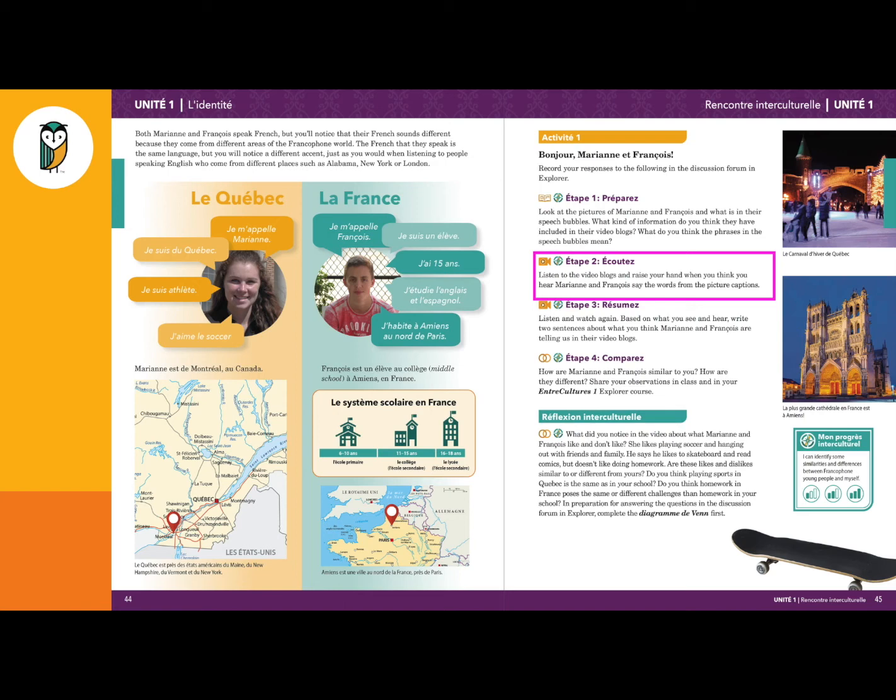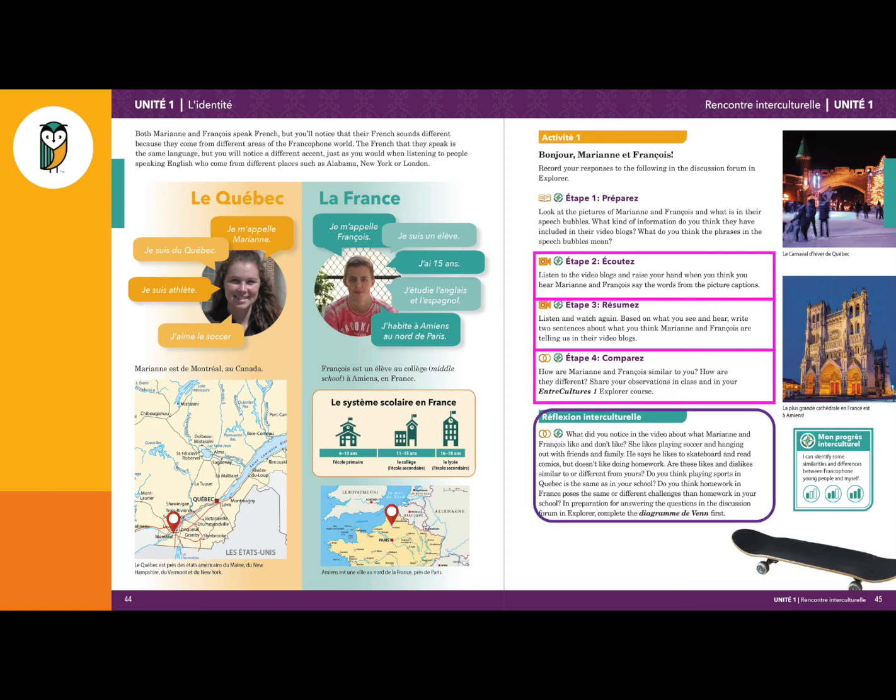Next, in étape 2 of the same activity, students view and listen to the blogger's videos. And when they think they hear the words that they saw and listen to in the speech bubbles of each blogger, they simply raise their hands. For the troisième étape, learners listen to and watch the video one more time. Based on what they see and hear, they write 2 sentences about what they think Marianne and François say. The final step here is a making connections activity where students look for similarities between themselves and the bloggers. They share their observations in class and in the online explorer.